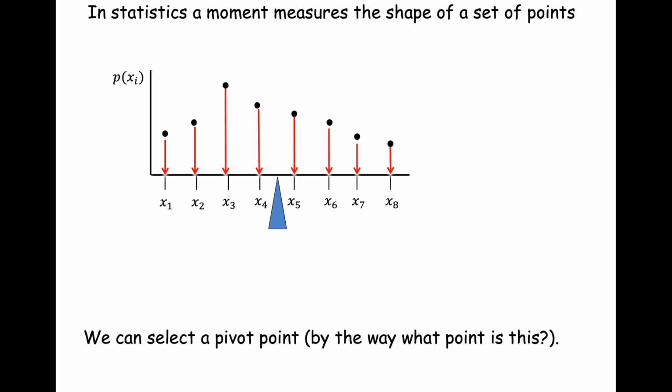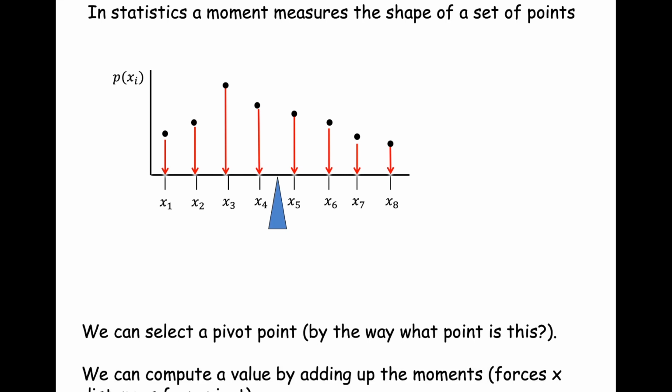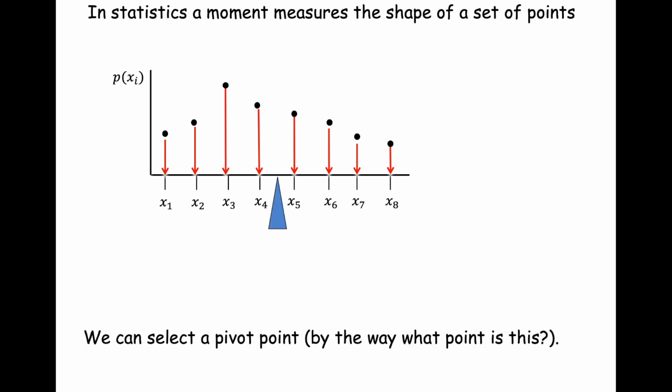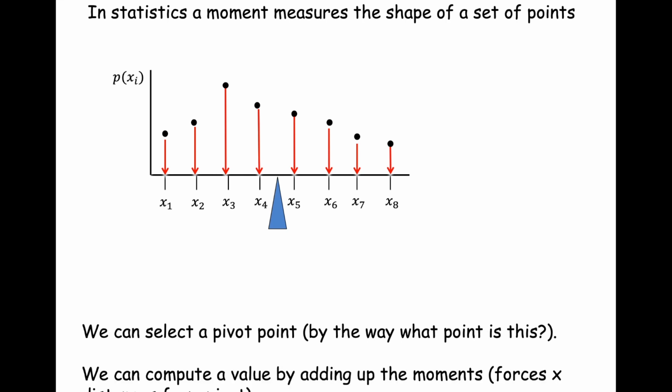And let's select a pivot point. And this pivot point, by the way, what point is this? This looks a lot like the median, right? It could also be the mean, but it's a central point. So we can actually compute a value by adding up the moments, which is the forces times the distances that each of these mass points, probability mass points, exert relative to the pivot point, force at a distance.